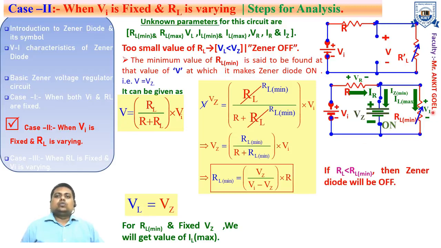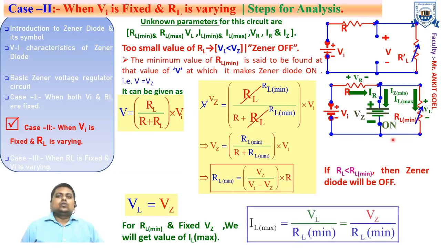Now once you know the value of VL and the RL minimum value is known, you can calculate the maximum value of the load current. As you know, IL is the load voltage upon the load resistance. So when RL minimum is in the denominator, it gives me the maximum value of the load current. VL is the same as VZ, so IL maximum is equal to VZ upon RL minimum. Now calculate the RL maximum in the next slide.